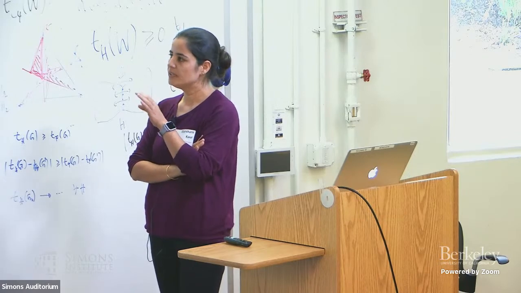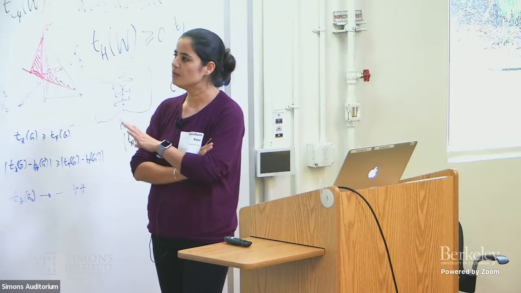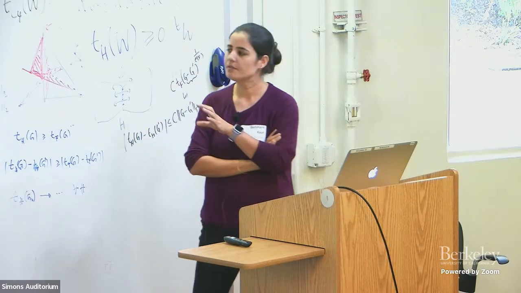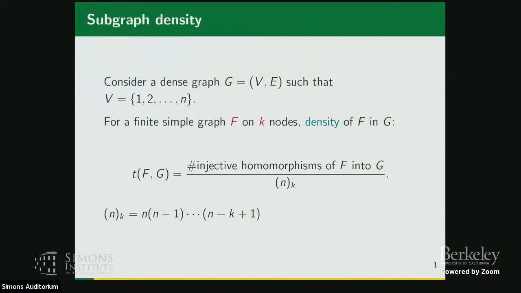Then for a finite simple graph F on k nodes, the density of F in this graph G is nothing but the number of injective homomorphisms of F into G divided by the total possibilities here. This scaling is basically to make sure that the subgraph density t_F of G is always between 0 and 1.